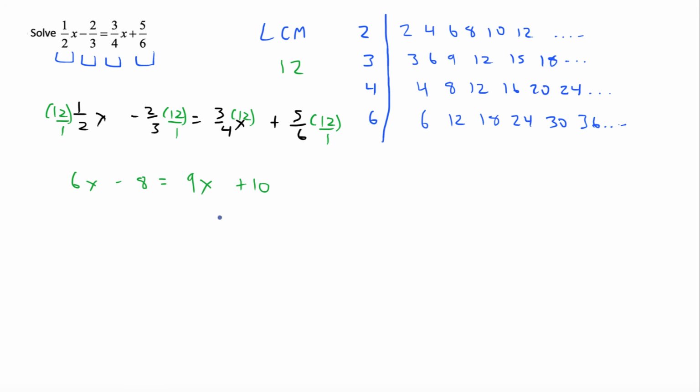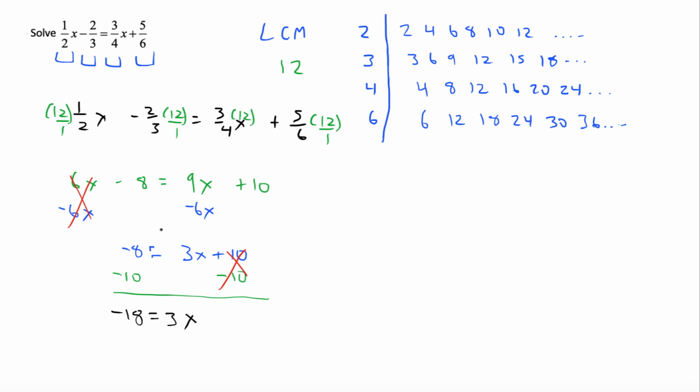Using the properties of equality, I'm going to subtract 6x from both sides. On the left side, the positive 6x minus 6x cancels out, so we are left with negative 8. On the right side, we have 9x minus 6x, which is 3x, plus 10. Now we're down to our last couple steps here. We see that there's a 3x, and there are no other x's on the other side, which is good. So now I want to subtract the 10 from both sides. By doing so, the positive 10 minus 10 cancels out. We are left with negative 18, which is equal to 3x.